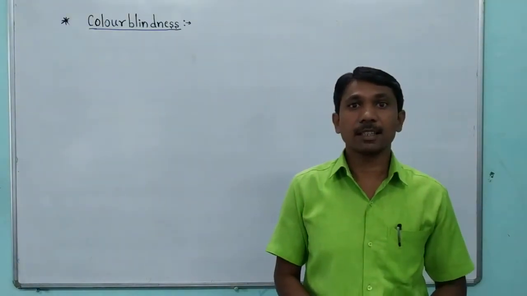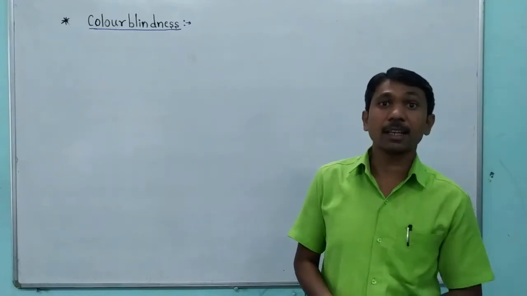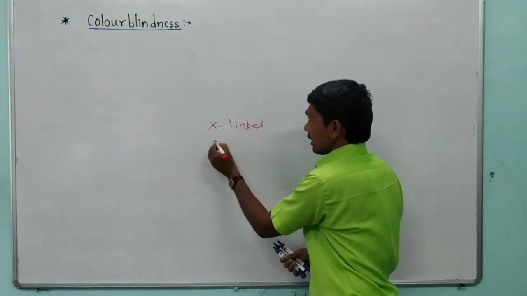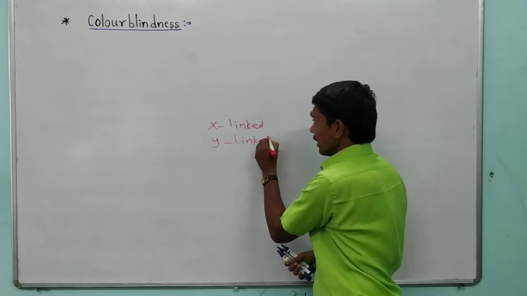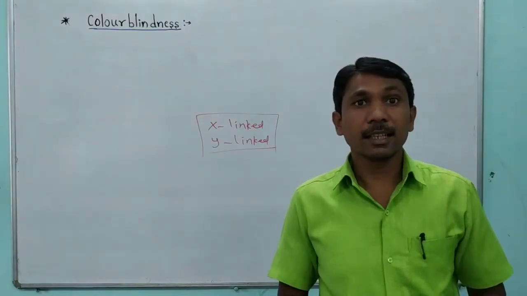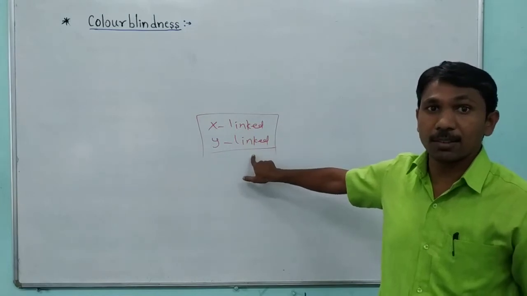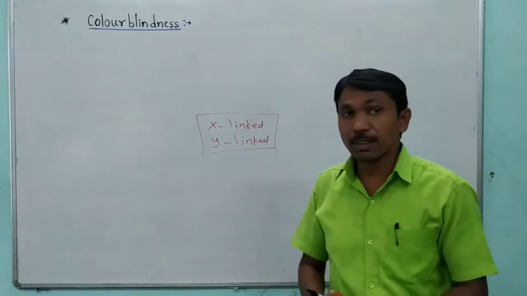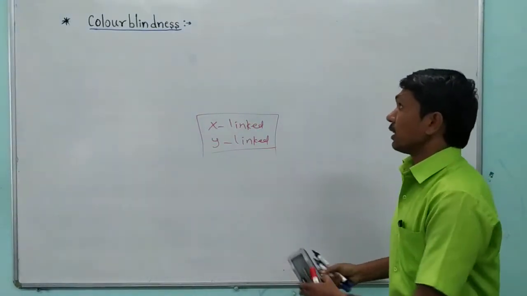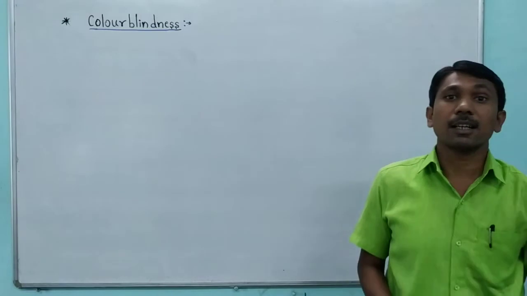Friends, in the last lecture we discussed sex-linked inheritance, and there are two types: X-linked inheritance and Y-linked inheritance. Today's session we will discuss color blindness. Today's session, color blindness चा आपण स्टडी करणार आहोत. So let us talk about color blindness.